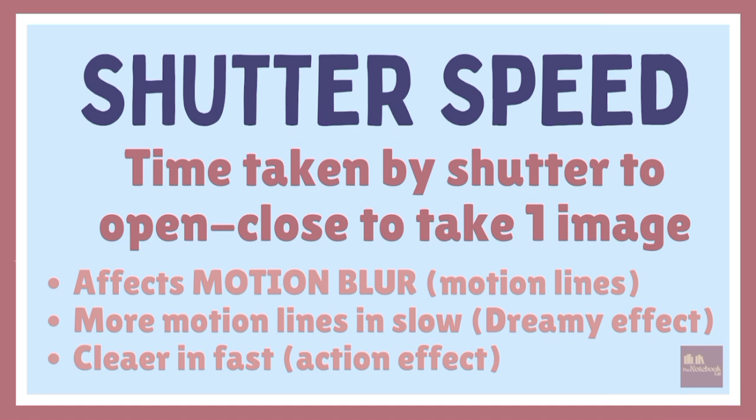Next we have the shutter speed. It is the time taken by the shutter to open and close to take one image. Just like ISO affects noise or grain, shutter speed affects motion blur. Motion blur is like the motion lines that you see. If you have a very slow-mo video, more motion lines can give you a dreamy effect. However, in fast action, it is clearer, the motion lines are less, and it gives you an action effect.